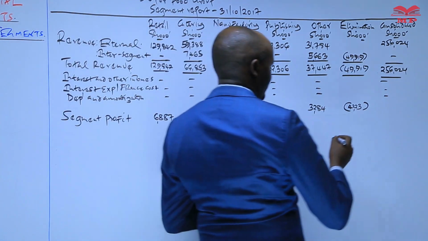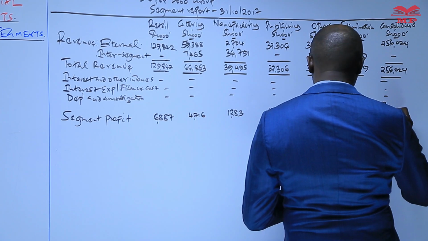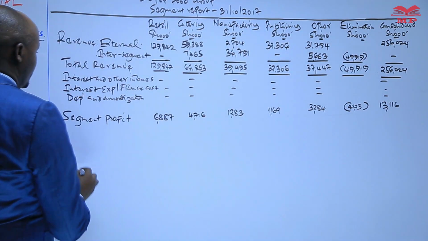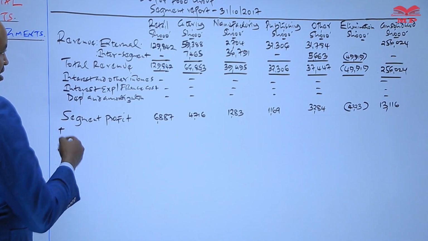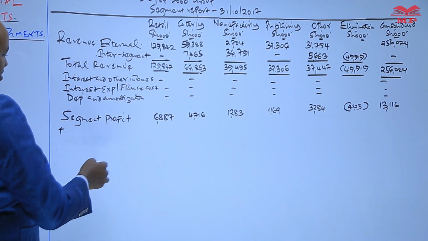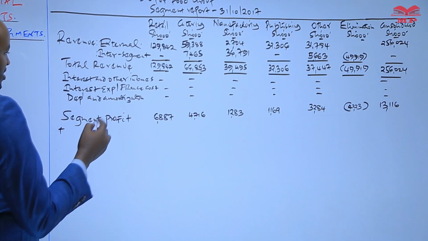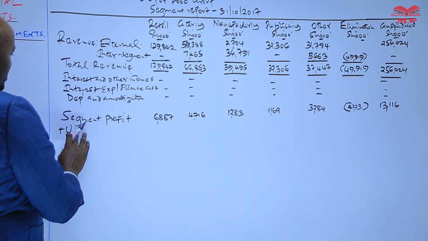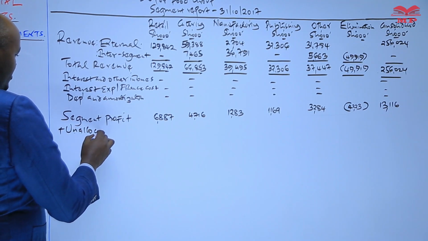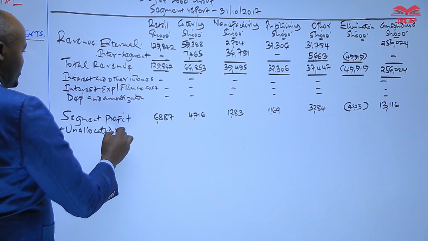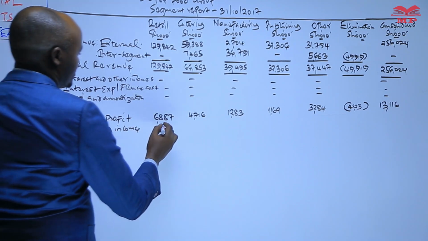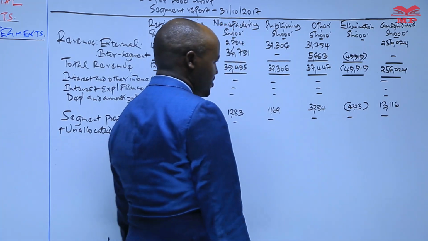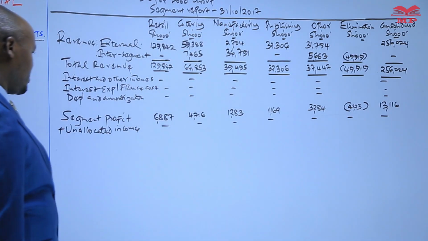So this will give us now a figure of 13,116. Equally, we have said that if you're given some unallocated incomes, unallocated expenses, we adjust them in our profit there. For example, we add any unallocated income, any income by this company which is not identified with a particular segment, and because it is not identified with a particular segment, we take it to the last column.